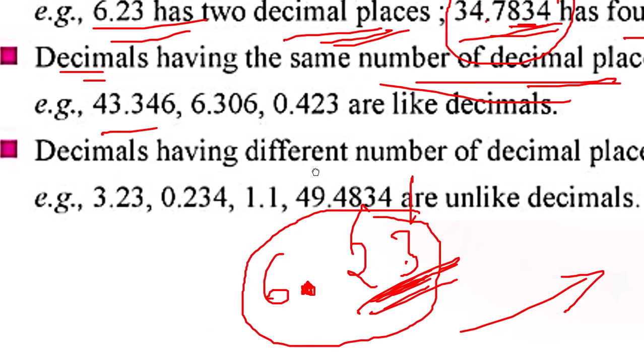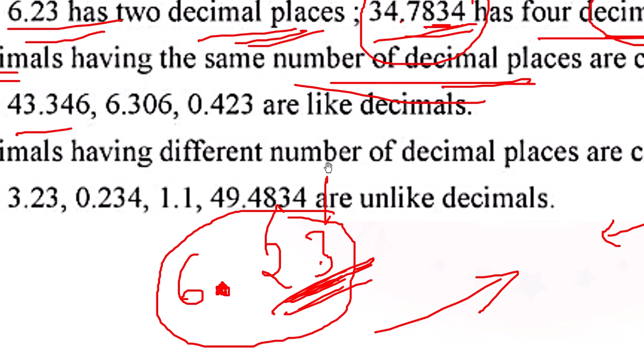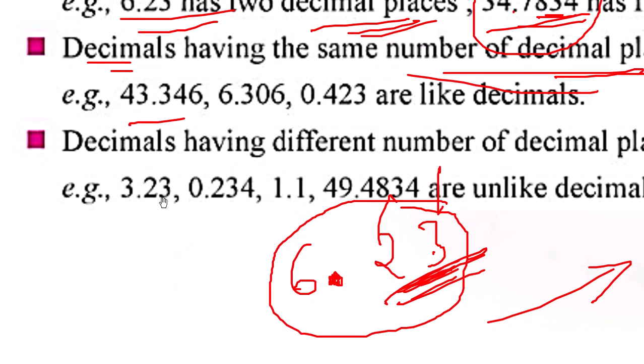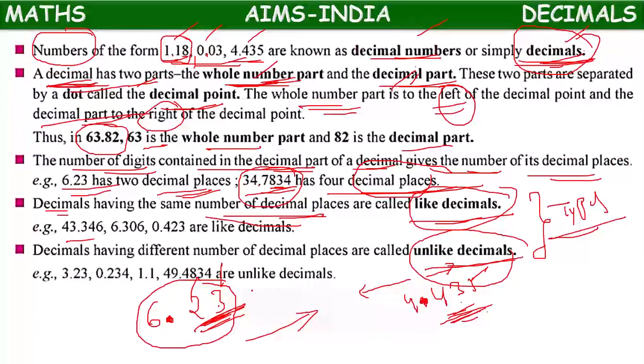Whereas if they have different numbers of decimal places, like here 2.23 has 2, 0.234 has 3, 0.1 has 1, 0.4834 has 4, different decimal places, so they are said to be unlike decimals. Like that, based on the number of decimal places, we can divide them into like decimals and unlike decimals.